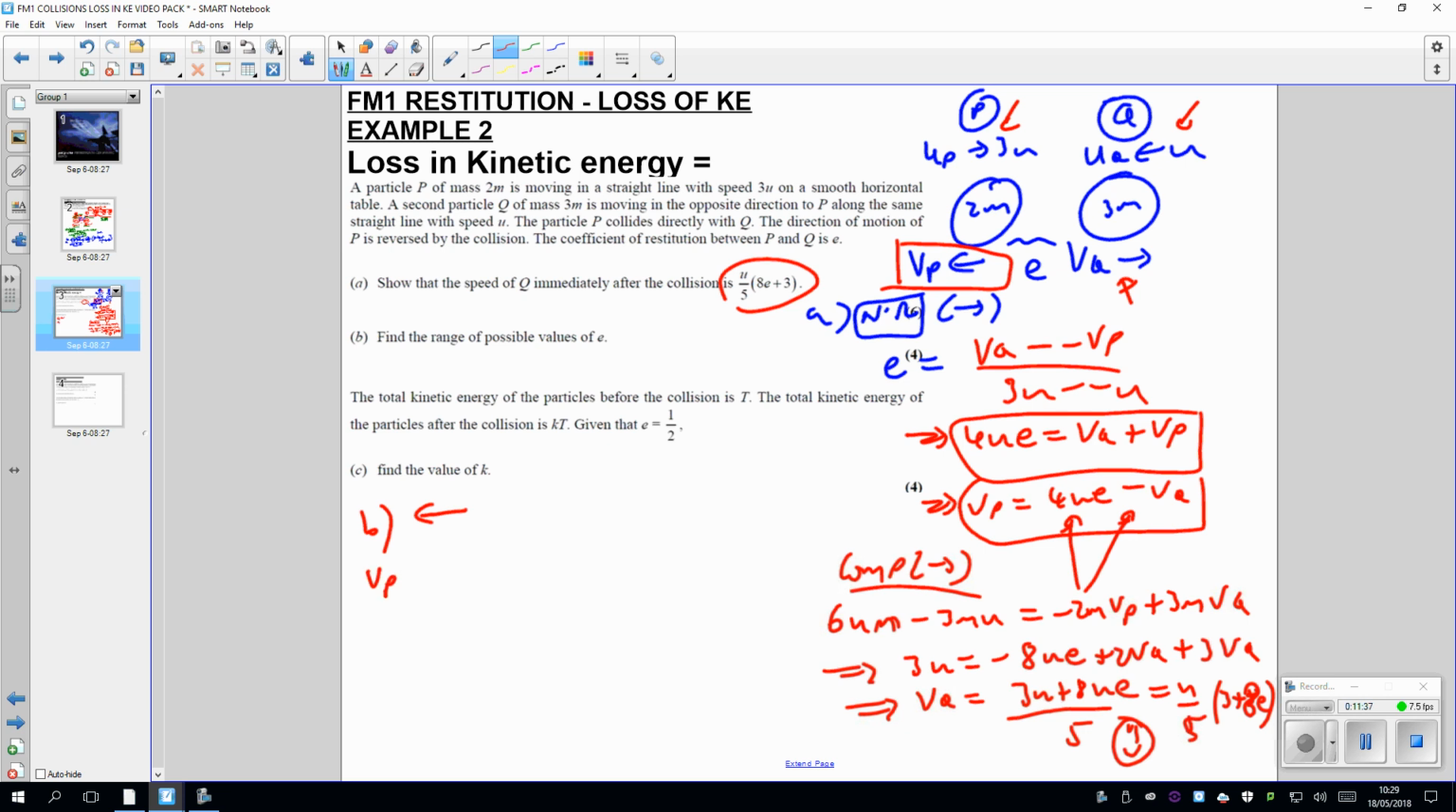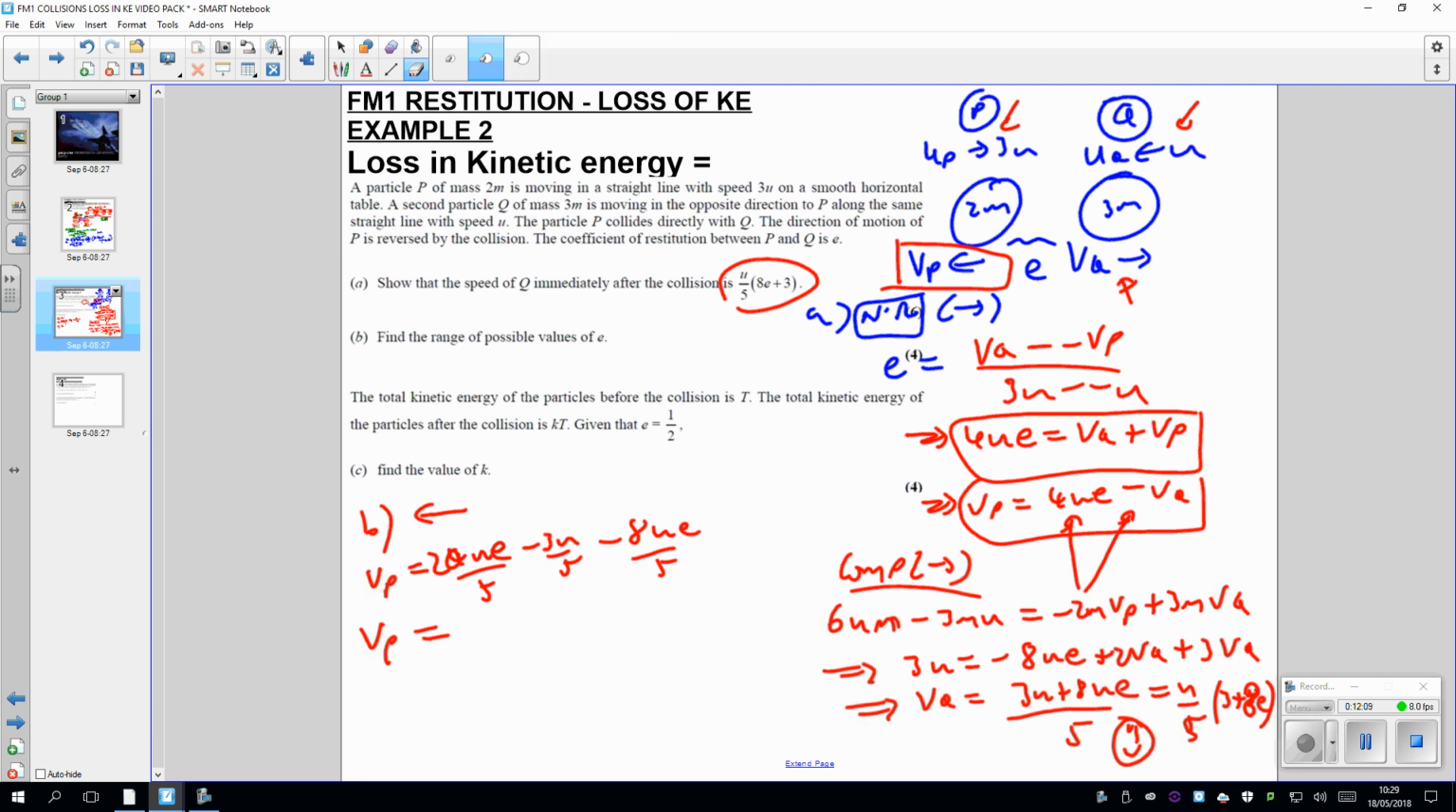So if I work out what VP is first, VP is 4ue subtract VQ, and VQ is 3u over 5 plus 8ue over 5, but I'm taking it away. So take 8ue over 5. So what's that? Over 5, that's 20. So VP is 12ue over 5.